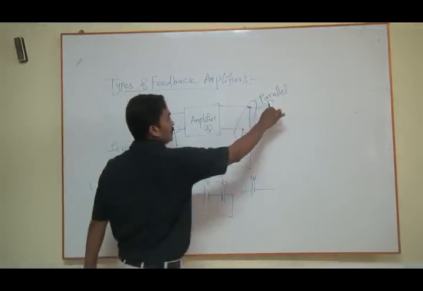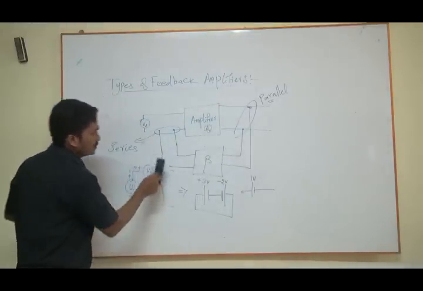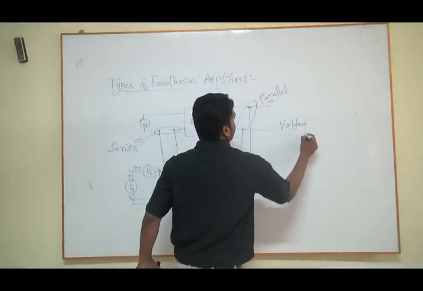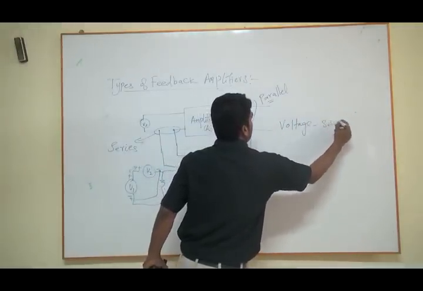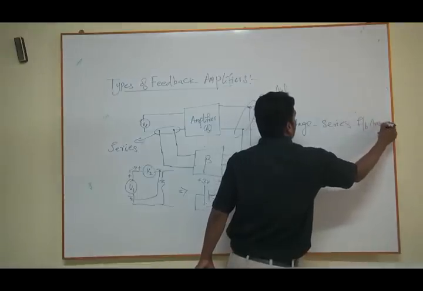So this amplifier is what is called the voltage series amplifier, because this connection is a series connection, and we draw voltage by using a parallel circuit. So this is what is called the voltage series feedback amplifier.